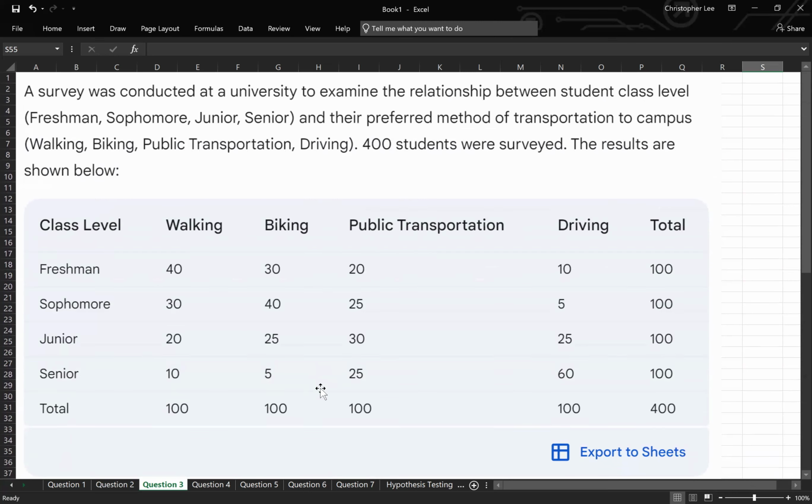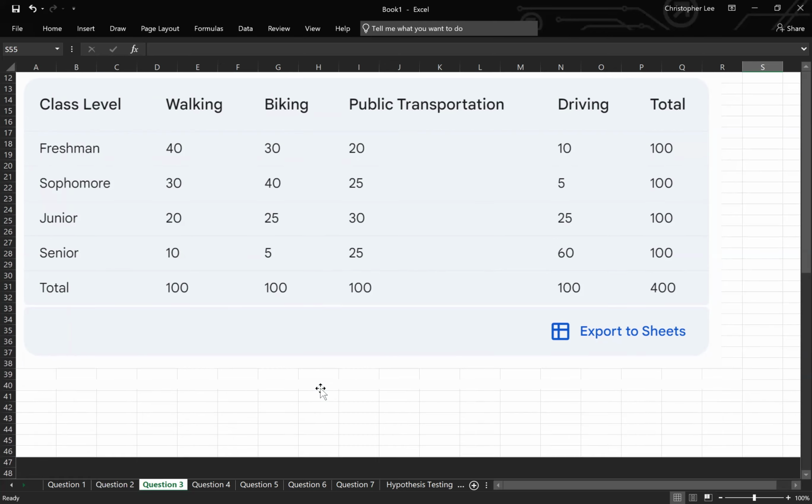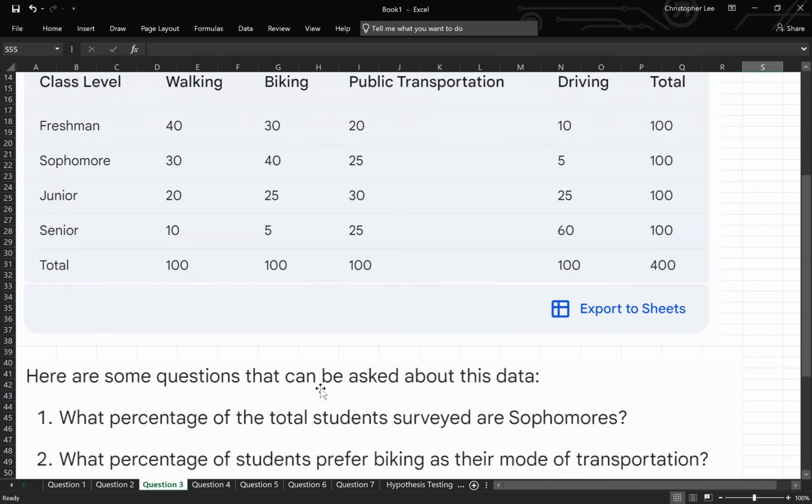A survey was conducted at the university to examine the relationship between student class levels, so freshman, sophomore, junior, senior, and their preferred method of transportation to campus: walking, biking, public transportation, or driving. 400 students were surveyed, and the results are as follows. Very nice. Let's look at question 1.